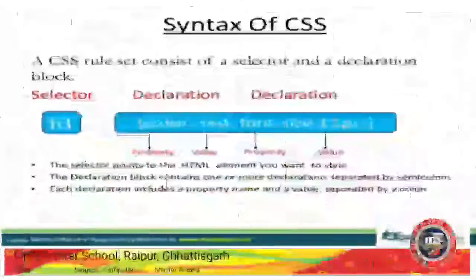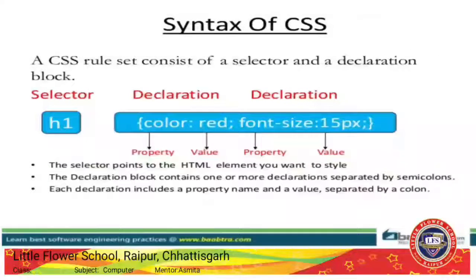Now we'll see the syntax of CSS. A CSS rule set consists of a selector and a declaration block. In the example you can see, color red semicolon font size 15px. A selector points to the HTML elements you want to style. Like here you can see H1, which is used for the heading part. So that is the selector.